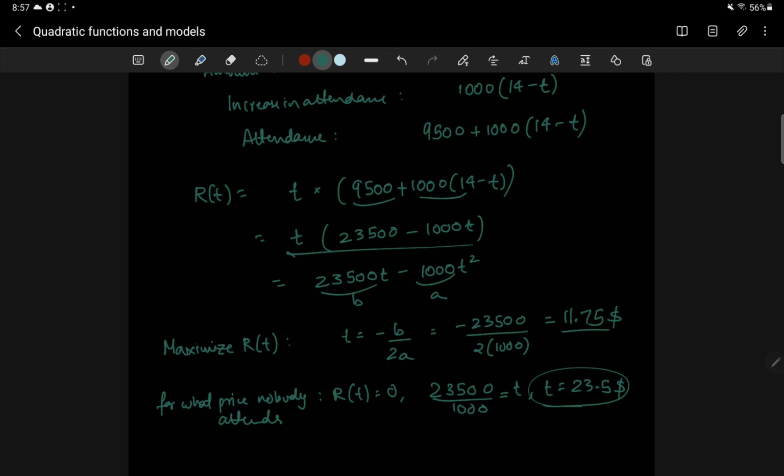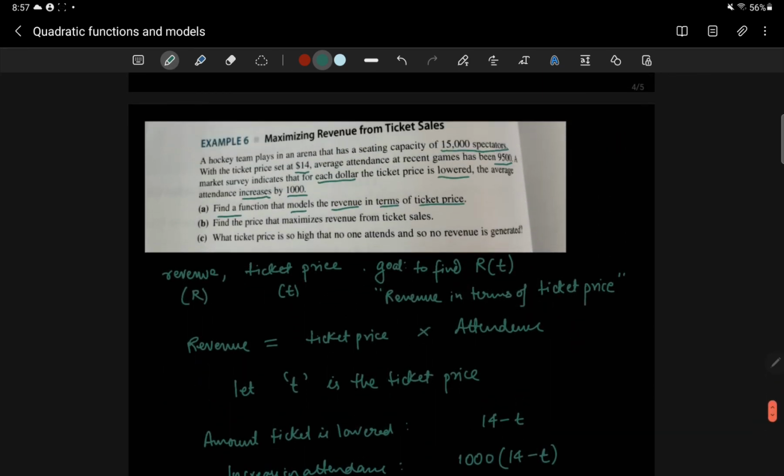So that's an example of a real life situation where the model that you create results in a quadratic function, and we can use the vertex and the min-max arguments to get meaningful results out of it. All right, that's it. Thank you.